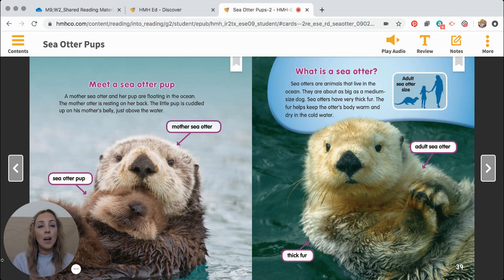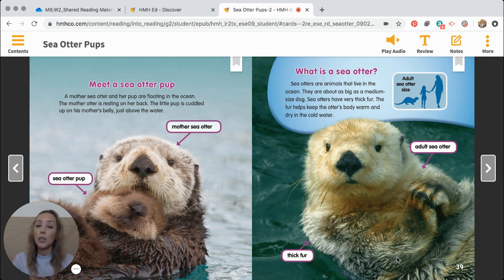What is a sea otter? Sea otters are animals that live in the ocean. They are about as big as a medium-sized dog. Sea otters have very thick fur. The fur helps keep the otter's body warm and dry in the cold water. Adult sea otter, thick fur. Adult sea otter size.